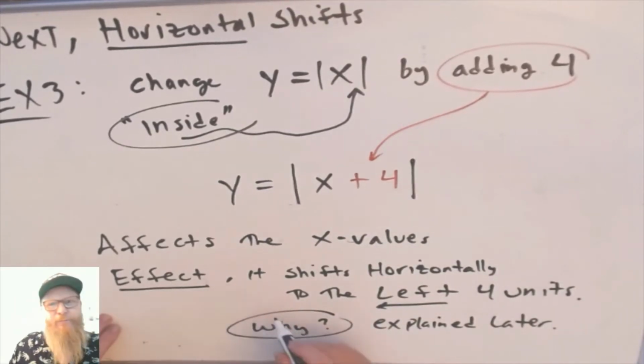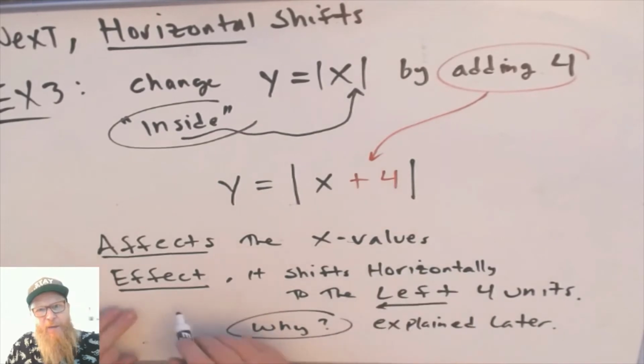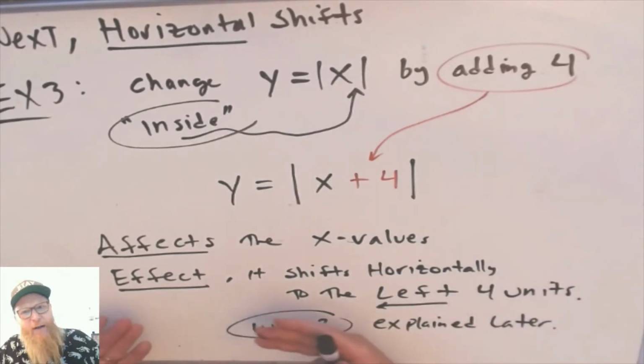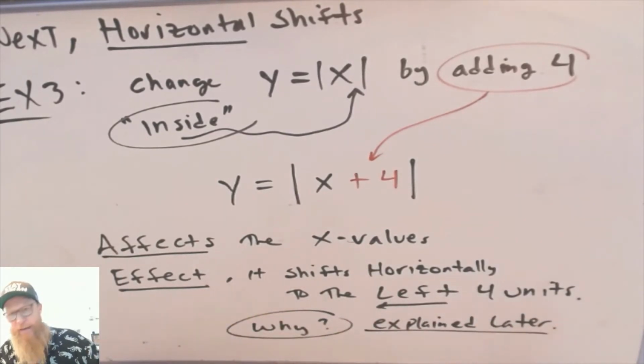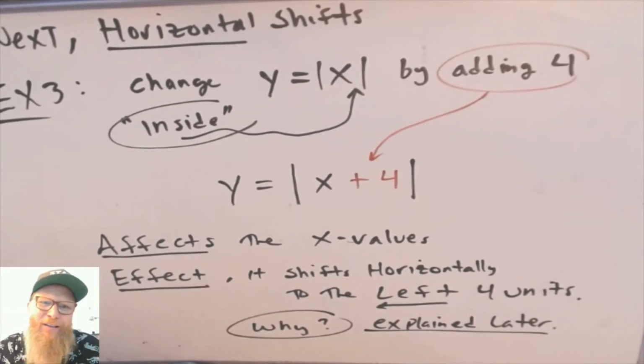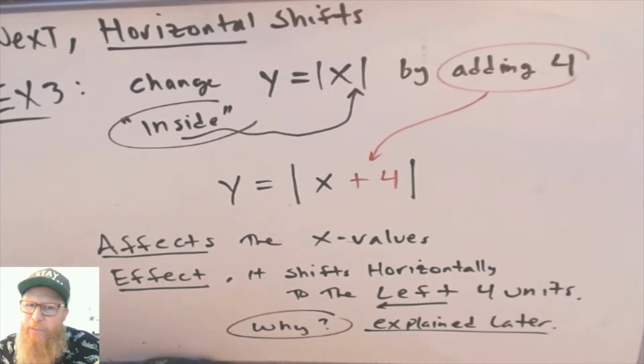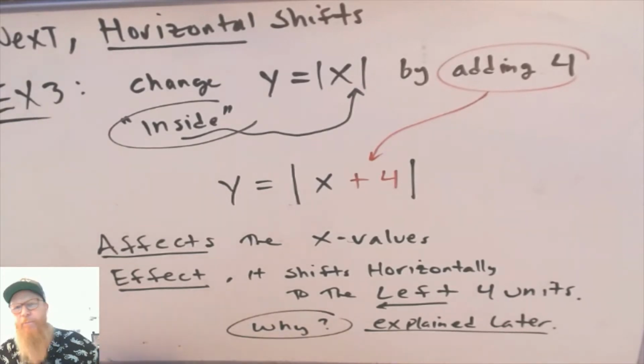Yeah. So it affects the x values, but the effect is it goes the other direction, and I will explain why later when we get deeper into the subject. In fact, if I do enough of it, the explanation might just become self-evident, and you don't even need me to explain it. But you know, I have an explanation whenever we're ready for it. Okay.